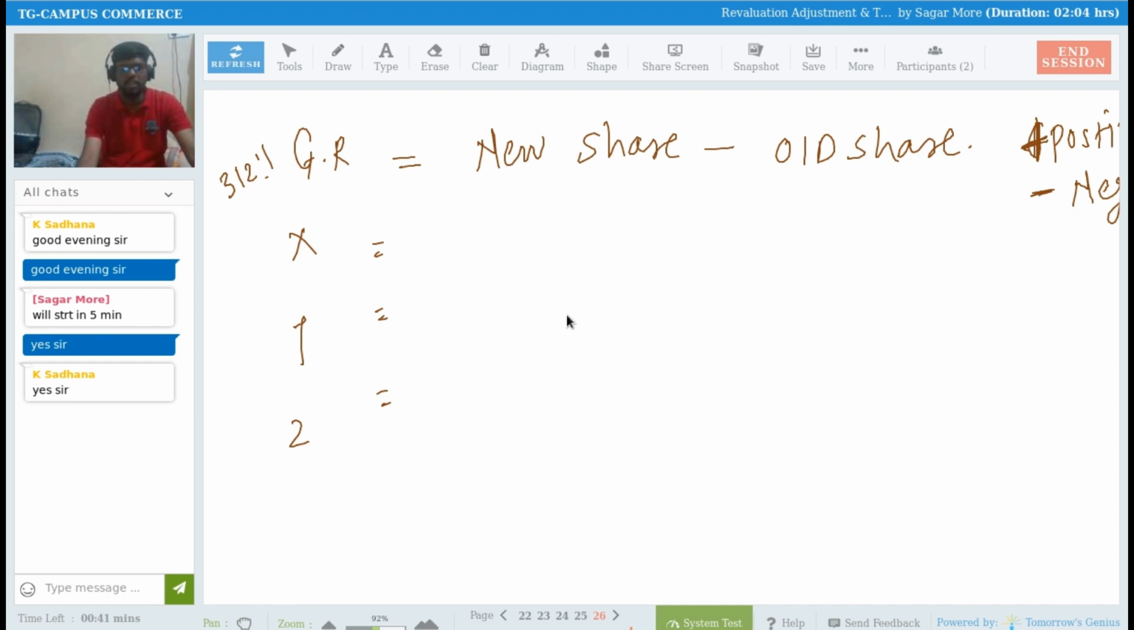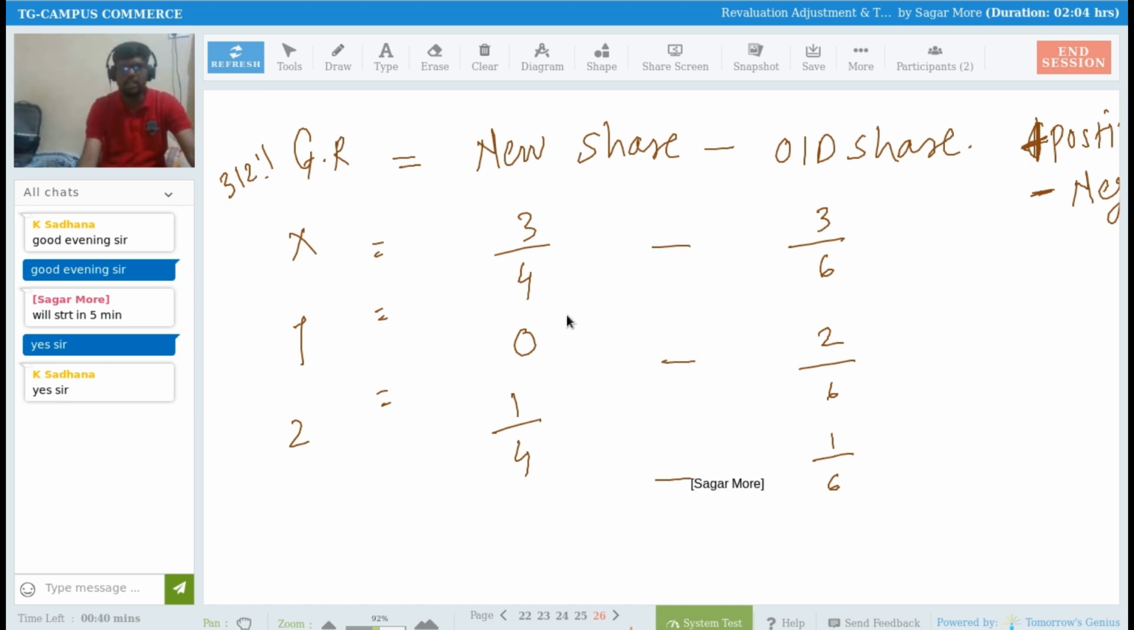So what was their old share? 3:2:1 means 3 plus 2 is 5, plus 1 is 6, right? So 3/6, 2/6, and 1/6. And what is the new profit sharing ratio? 3:1, so 3/4 and 1/4. For X it's 3/4, and for Z it's 1/4. And what about Y? It's 0. He is no longer a partner of the business.